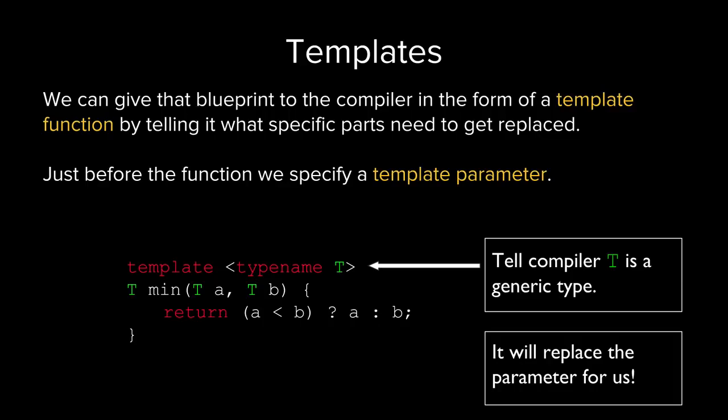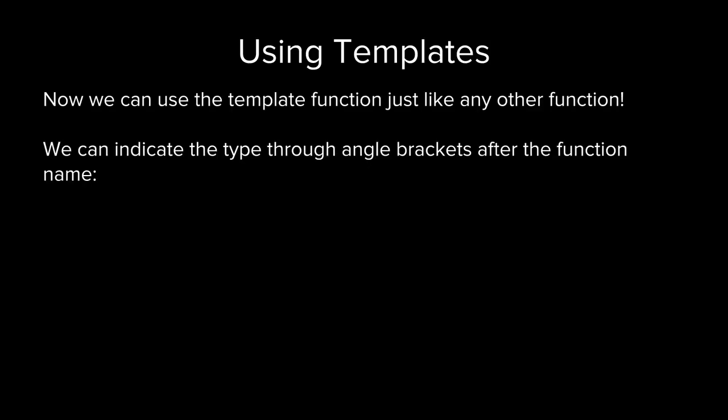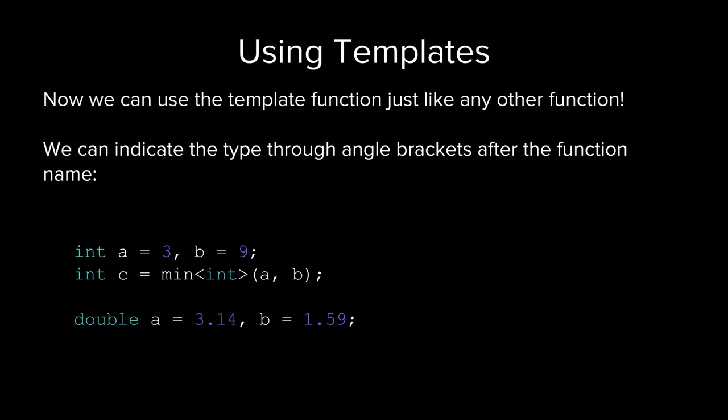So just as an example of how you would use this, let's say we've written this min function as it is. You can indicate the type of the function you want to call by specifying it in angle brackets. So let's say I have two integers and I want to find the minimum of these two integers using my template function. I would say min with the type int replacing the template parameter and call that function on a and b. Right? And if I had double, I could do the same thing. I could call min with the template parameter being type double and then call a and b.